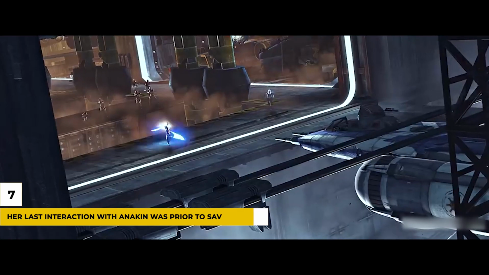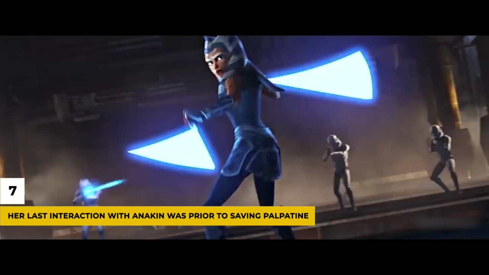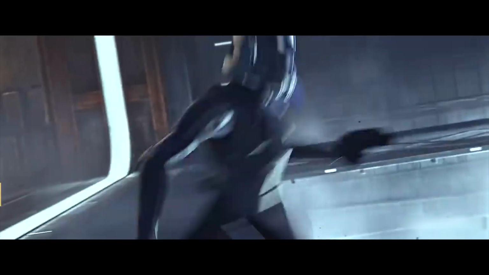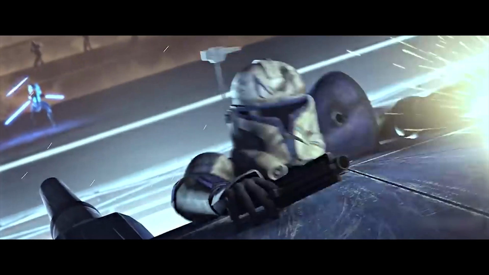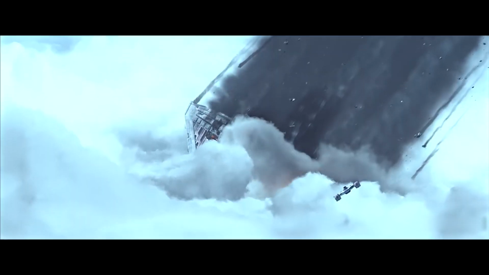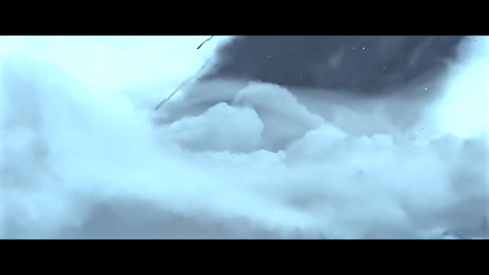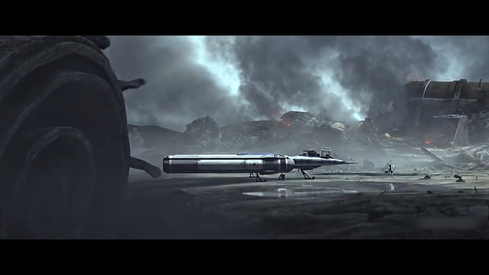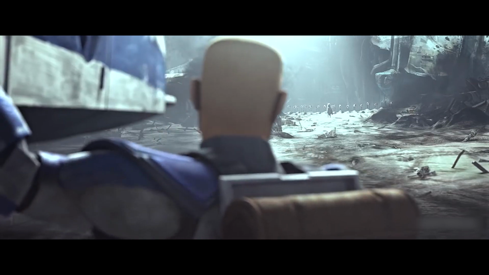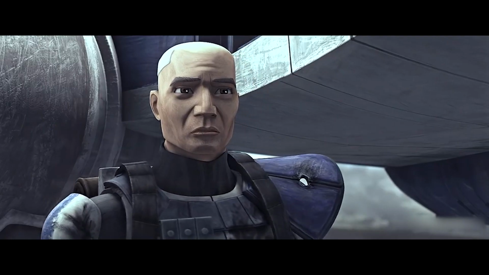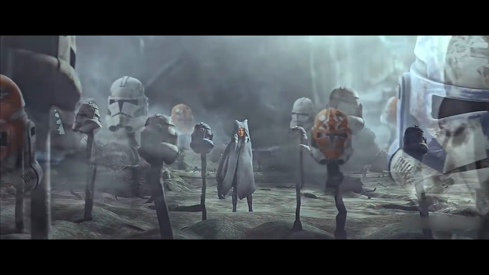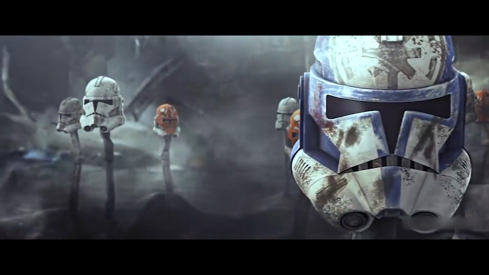Number 7. Her last interaction with Anakin was prior to saving Palpatine. Being his apprentice, it was interesting to think of where Ahsoka was during the last moments as a Jedi, and what their last interaction entailed. In the Ahsoka novel, it was revealed that their last encounter was just before Anakin and Obi-Wan raced off to save Palpatine from General Grievous in Revenge of the Sith. Anakin showed concern for his former Padawan at that moment, despite her confidence and insistence that there was no need. The next time they saw each other would be when Anakin Skywalker was no more, and Darth Vader was born.